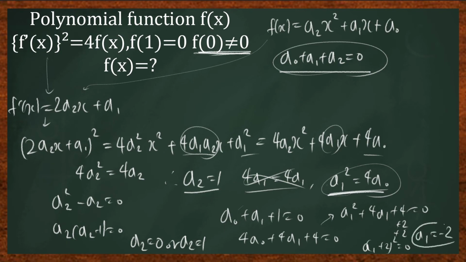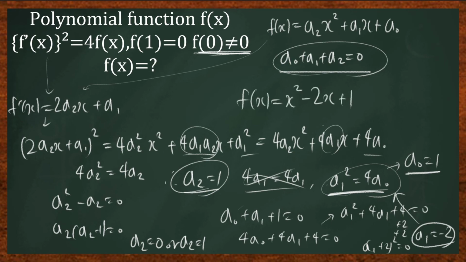And a1 is going to be equal to minus 2. Because of that, a0 is going to be 1. Therefore, f(x) is going to be x squared minus 2x plus 1.